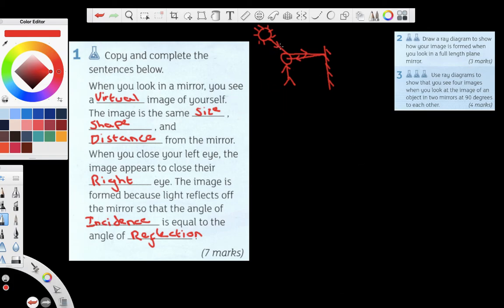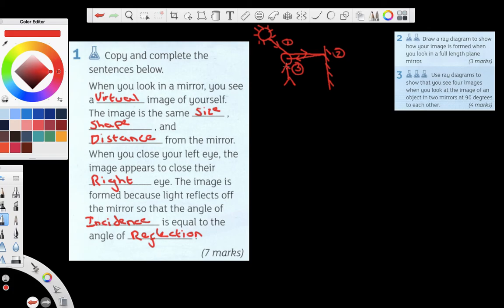So you get 1 mark for having the light bounce off the person, another mark for light bouncing off the mirror, and the 3rd mark for the light going into the person's eye. Next one.